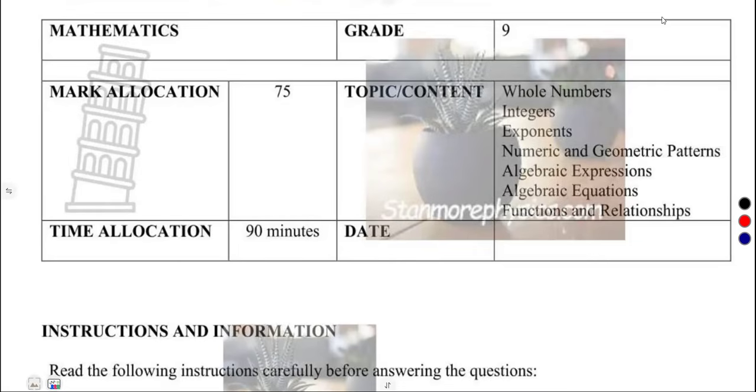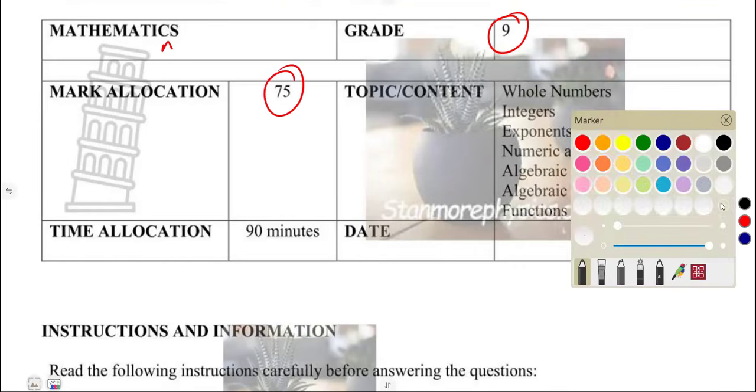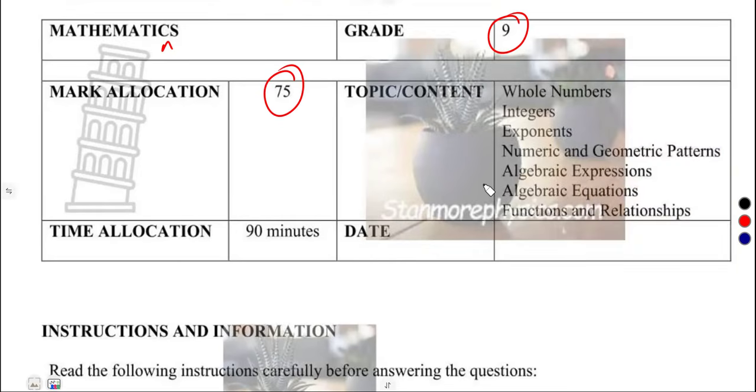We are still on our revisions and this is for our grade 9 mathematics. So we are going to consider a June revision. This is a June revision for our mathematics grade 9, and it was out of 75, covering all the topics that we had. All right, the topic or the content is what you had from your term 1.